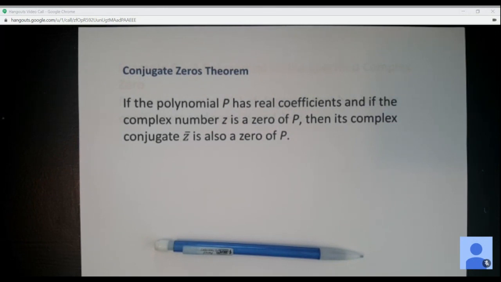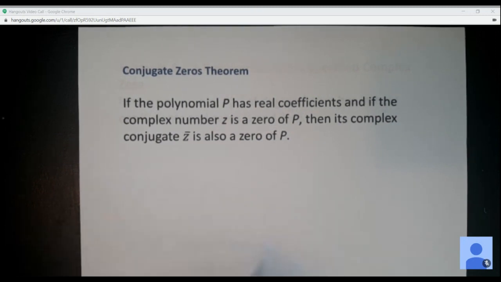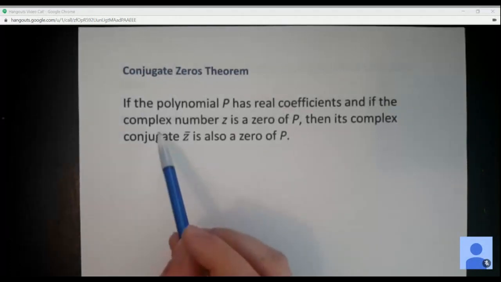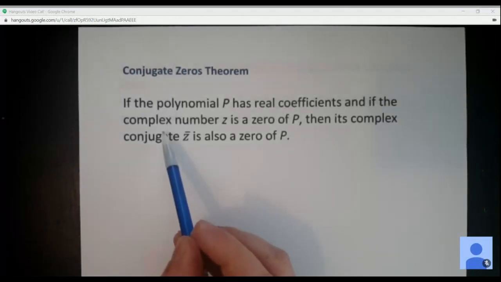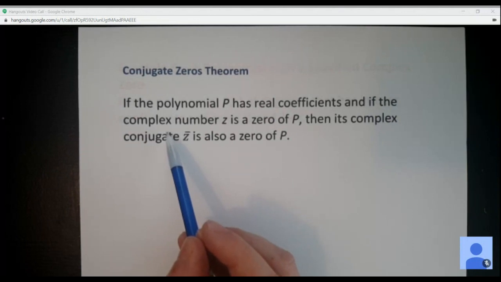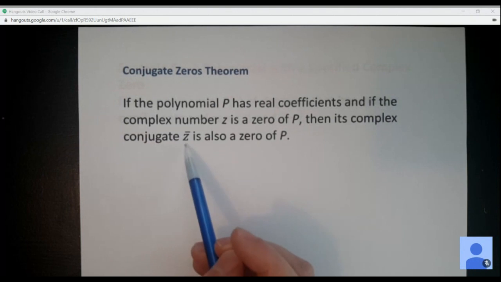So you'll notice the slide I've got up right here. This is called the conjugate zeros theorem. So basically what this tells us is if we have a complex number, and remember by complex number, we're talking about those complex numbers that have the form a plus bi. So if that's one of our zeros of our polynomial, then its conjugate, which we called z bar, if you think back to section 1.6 that we did before, that z bar is a minus bi. That's also going to have to be a zero.